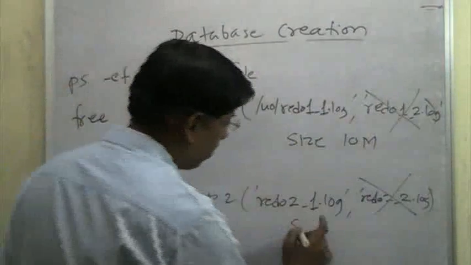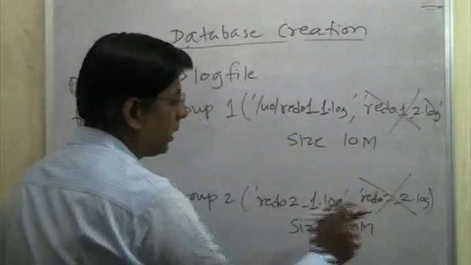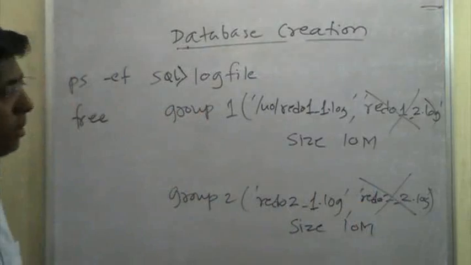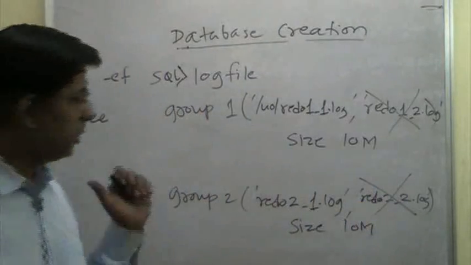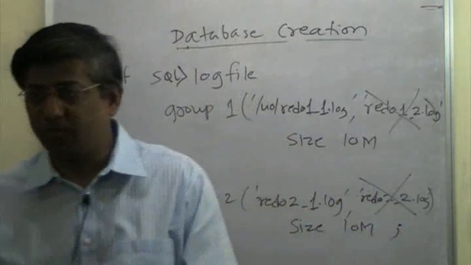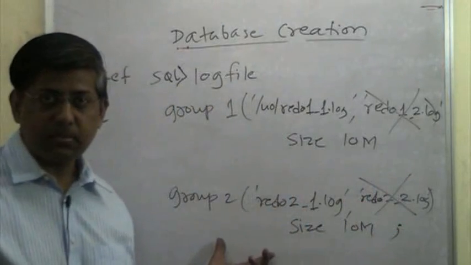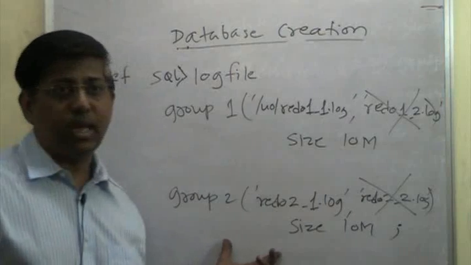Here also, the size of this one is 10 MB. So this size will be 10 MB, and this size will also be 10 MB. And then the semicolon. So this command has just finished now. To understand this command, our whole discussion so far has hopefully helped, what is a database and all that stuff. So at this time, what will happen?